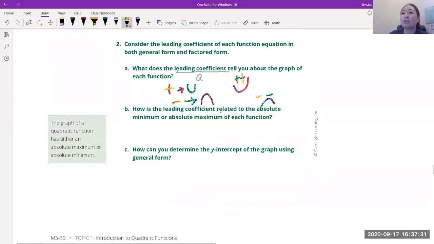How does the leading coefficient relate to the absolute minimum or absolute maximum of each function? Well, obviously, if it tells you which way it opens, then it's going to tell you that, right? So if it's this way, I'm just going to write it here. This one would give you the minimum, right? And this one would give you the maximum. Okay, that's the maximum. All right.